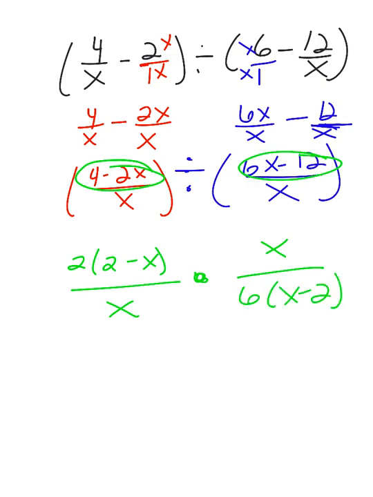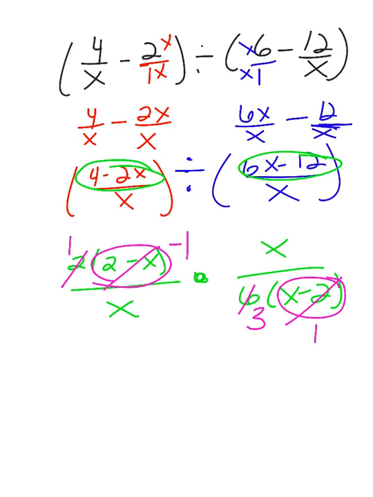Now we can reduce. 2 and 6 reduce to 1 and 3. 2 minus x and x minus 2 are not the same. They are opposites, and opposites, remember, reduce to negative 1. The negative 1 either goes in the numerator or the denominator, not both. X and x reduce to 1 and 1. So in the numerator, there is a negative 1, and in the denominator is 3. So my answer is negative 1/3.